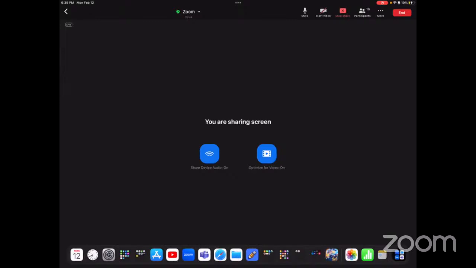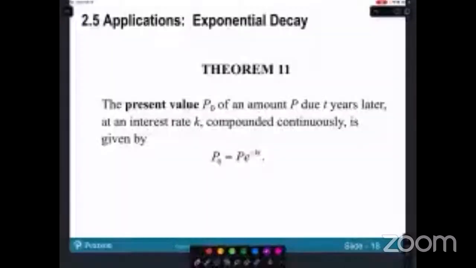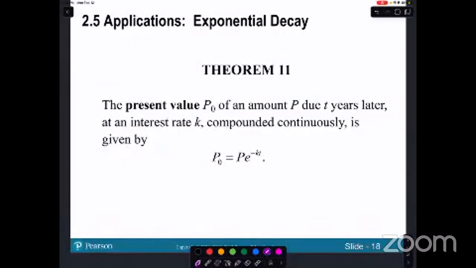All right, so we're actually almost done with this section. And then the present value of an amount P due T years later at an interest rate K compounded continuously is given by this. Present value. All right, so this is an application of the compound interest formula or the exponential formula, right?